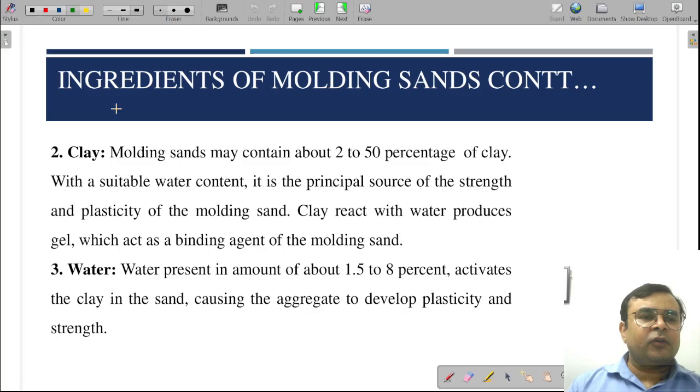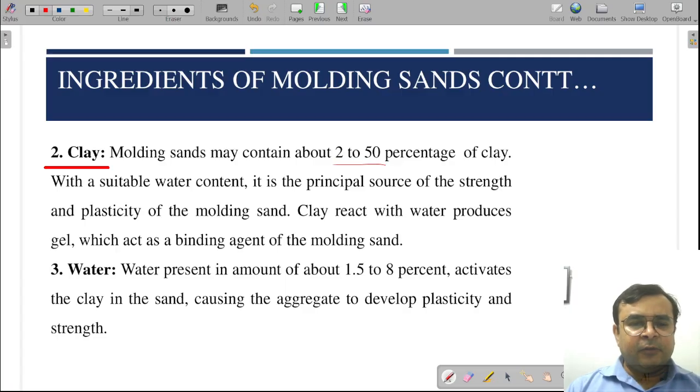Next, clay. This is also a very important ingredient of the molding sand. Molding sand may contain around 2 to 50%. Is that right? Generally in green sand we use 10 to 15%, 10 to 20% clay, and in loam sand we generally use approximately 30%. Is that right? Ideally we can use 50%, but actually we use around 30 to 35%. So this is called clay.